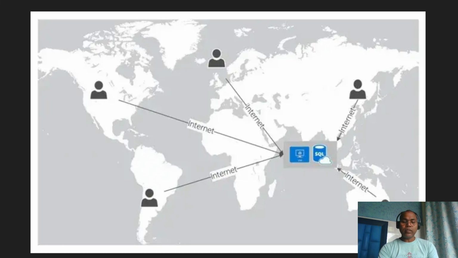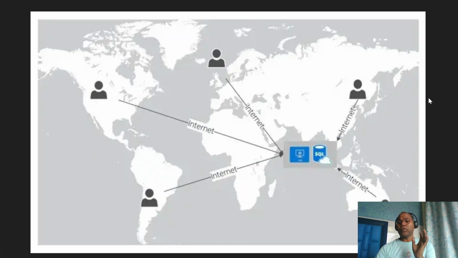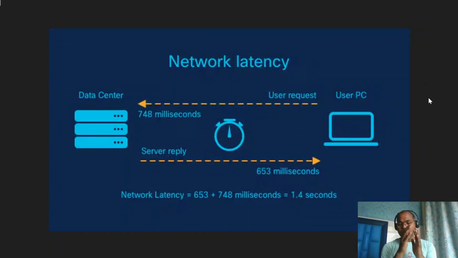Let's understand: low latency means how much delay there is between the customer sending a request and the data coming back in response. Simply put, if this delay is as low as possible, that is low latency. It is how long the customer has to wait to get a response from the server. Okay, so let's talk about it.